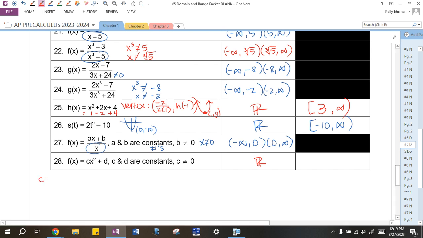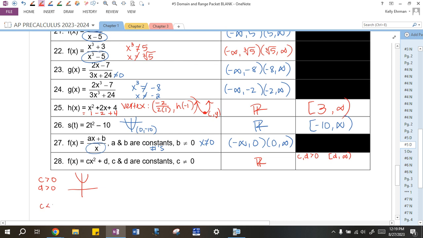Let's start with they're both positive. C is positive, D is positive. What does that graph look like? The parabola opens up and it's been shifted up. So if C and D are greater than 0, the range is going to be D to infinity.